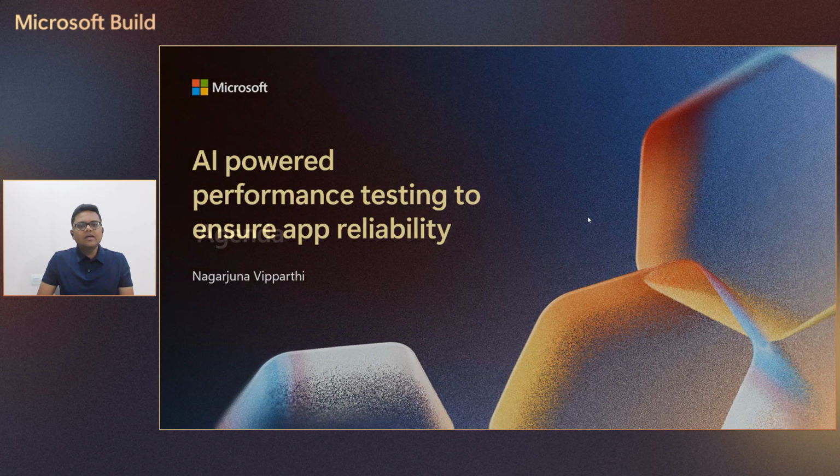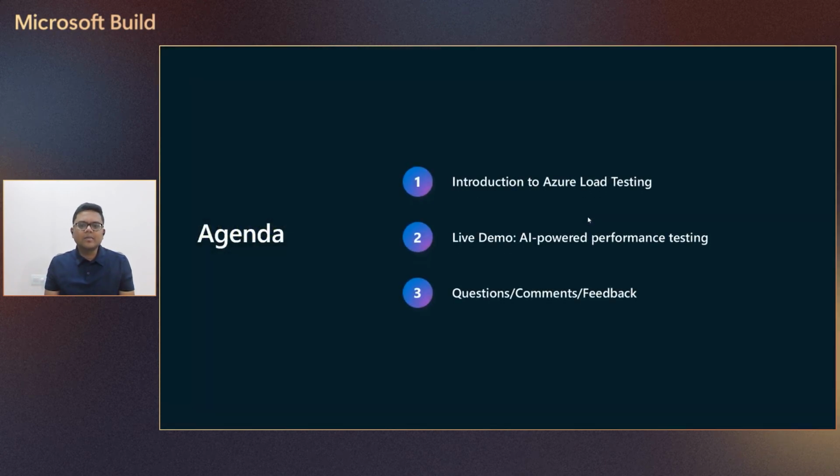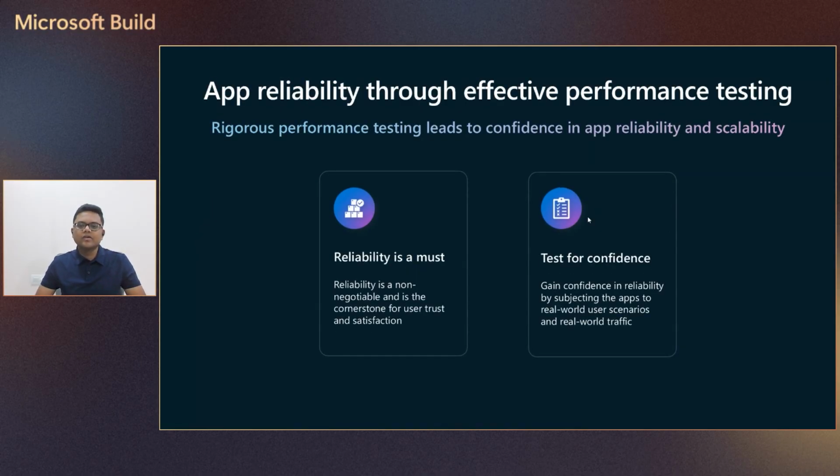And today we'll see how you can gain confidence in the reliability of your apps through easy and effective performance testing powered by AI. Well, all of us know in the digital world, reliability is a non-negotiable. You do not want your apps and services to go down when your customers need them the most. And the most common and a very effective way to gain confidence in the reliability of your apps is to subject them to real-world usage scenarios and real-world traffic in a test environment.